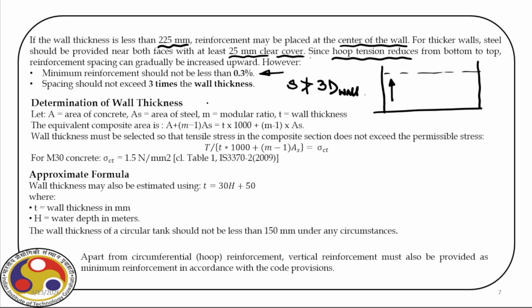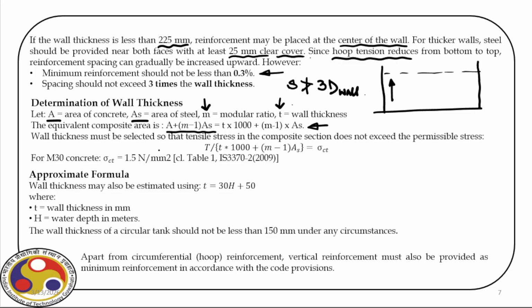Now how to find out this wall thickness? For that, let us assume that A is the concrete area, AS is the steel, M is the modular ratio, and T is the wall thickness. Then the equivalent composite area, if you recall, this is the expression. So here, with the help of modular ratio, we convert the area of steel into equivalent area of concrete. And here is the expression.